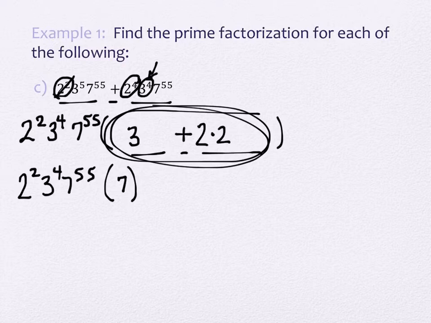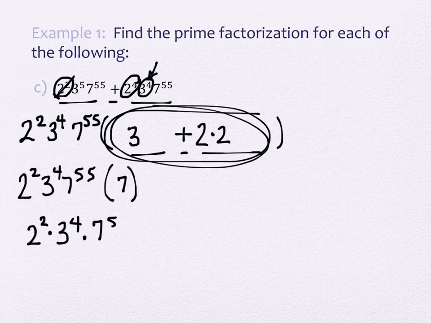And then what did we find? Well, we found another 7. So how can I rewrite this one last time to actually combine all the pieces together now? I've got 2 squared, and then what do I have? A 3 to the 4th, and then what do I have? I have 56 7's now instead of 55.